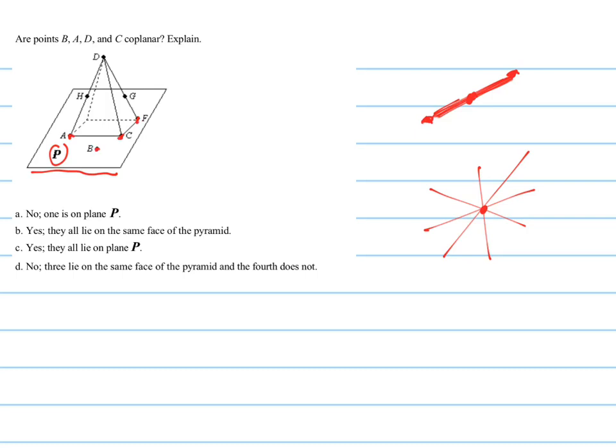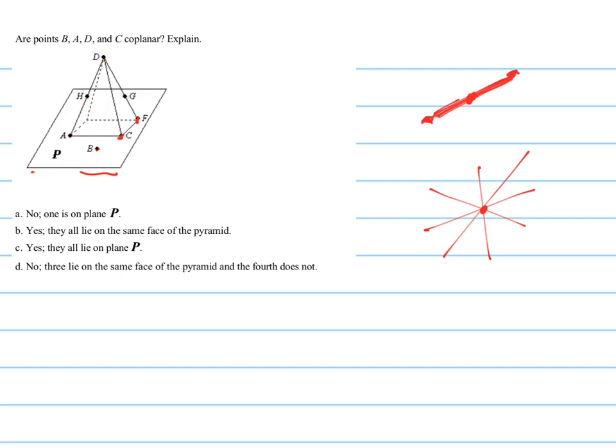But it looks like G is on the line that's going up. So it looks like G is not on plane P. And same with H and same with D. It looks like they're not on the same plane. So my answer would be no. And let's see what the reasoning would be behind it.